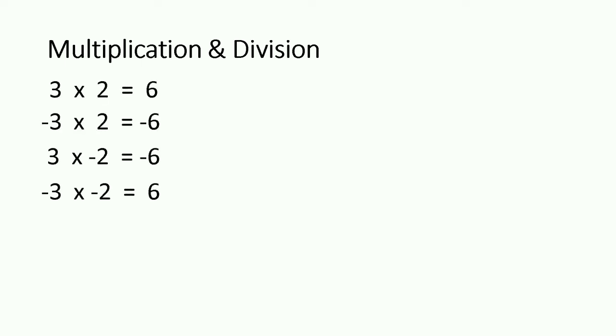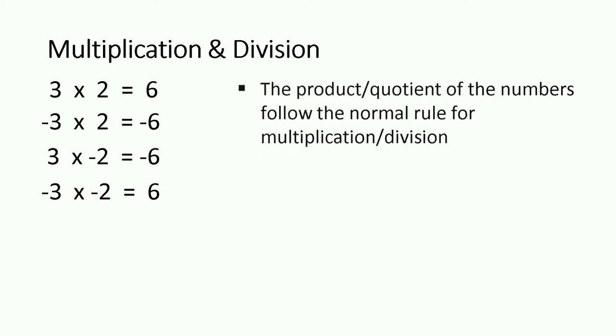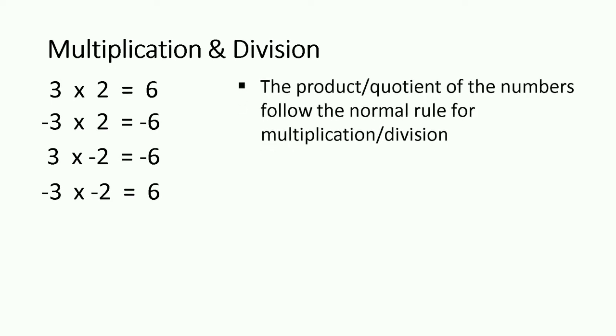In the last video, we looked at multiplication and the division of integers using integer counters. These were the results. From these results, we had a few observations. The first observation, we recognized that the product or quotient of numbers followed the normal rule for multiplication and division.